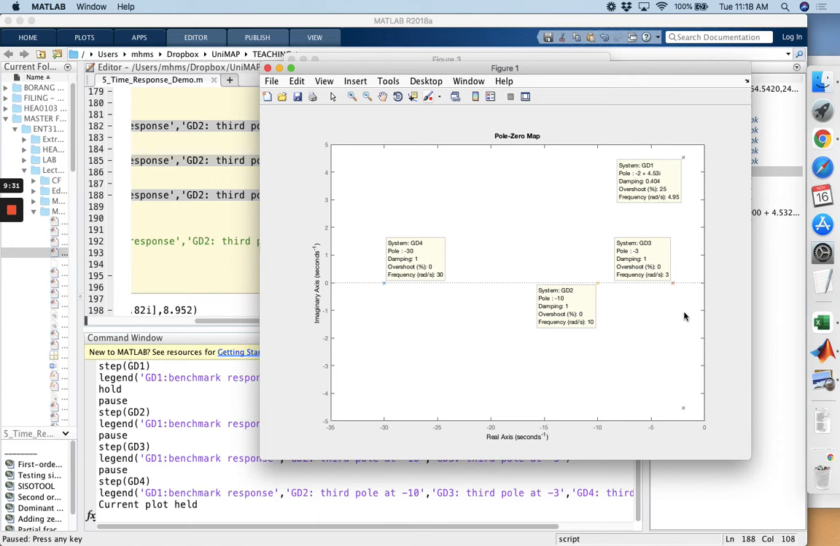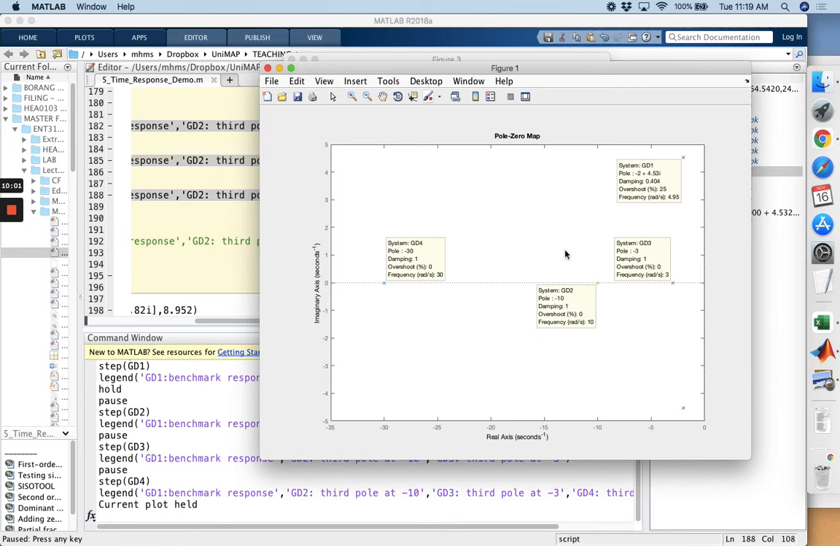For the system GD2 here, the third pole is located at -10, and you can see that these two complex conjugate poles have a real part of -2. So the ratio of -10 to -2 is about 5 times the distance.